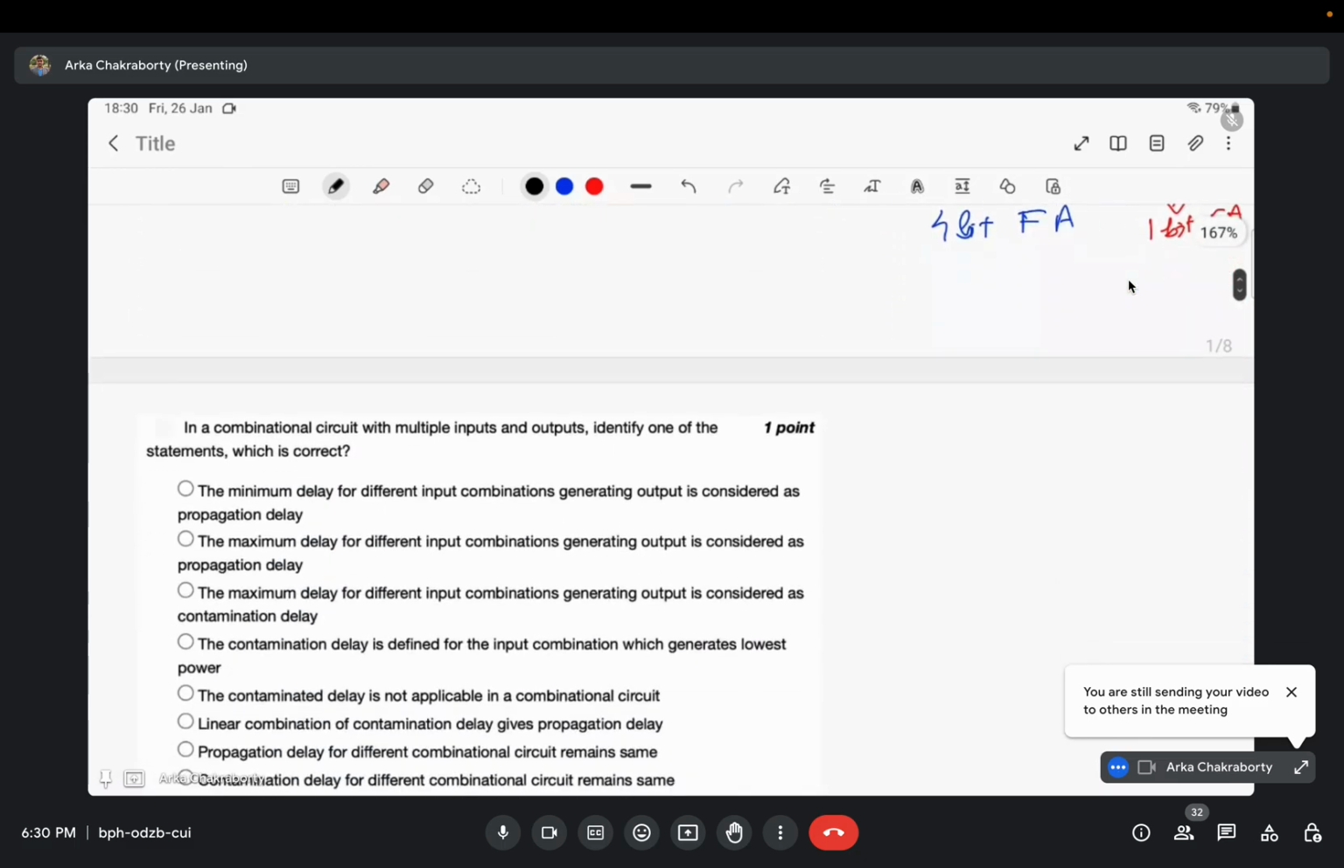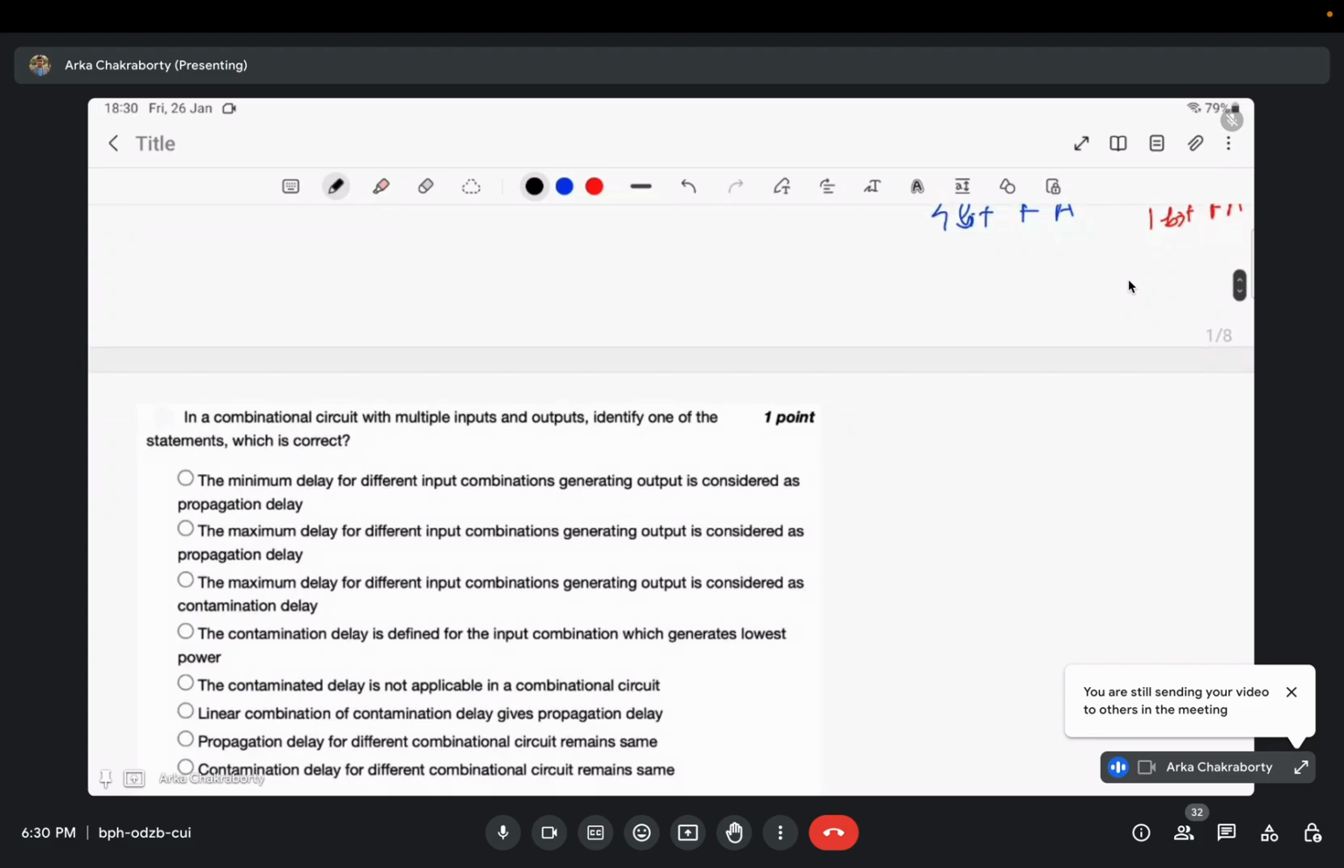Okay, so let's move to the next part. The next question is, in a combinational circuit with multiple inputs and outputs, identify the statement which is correct.